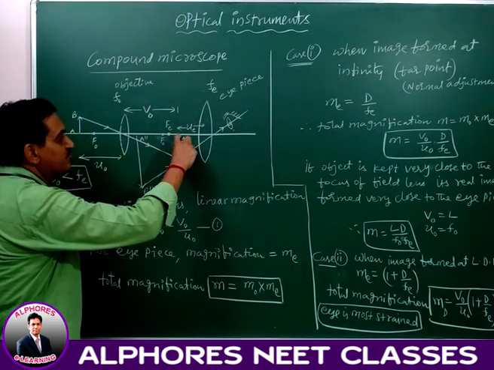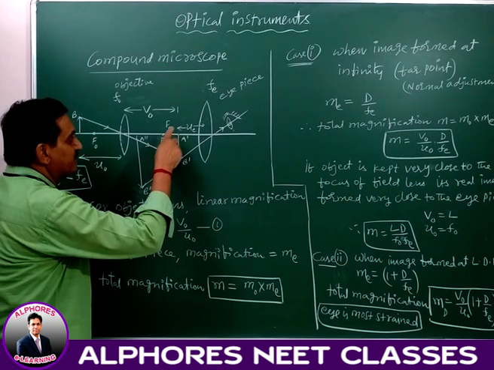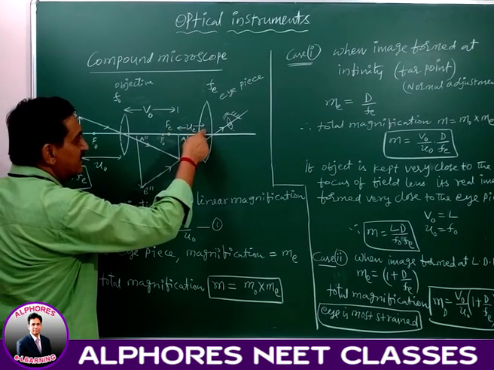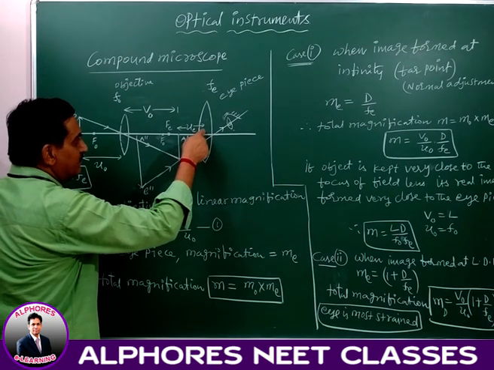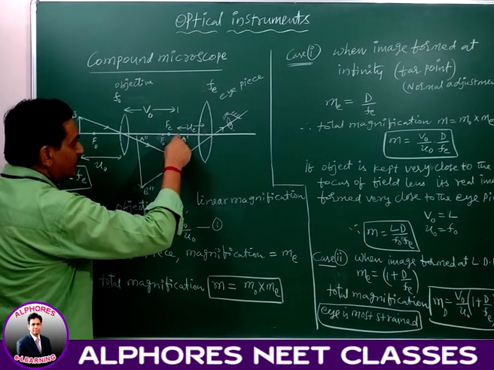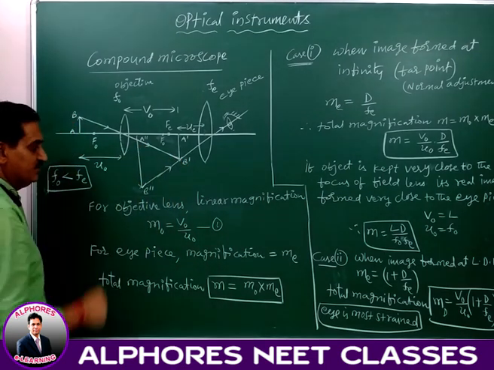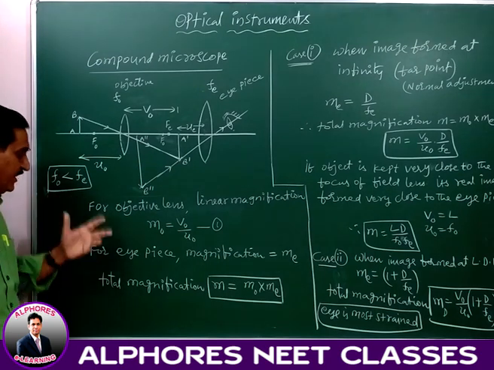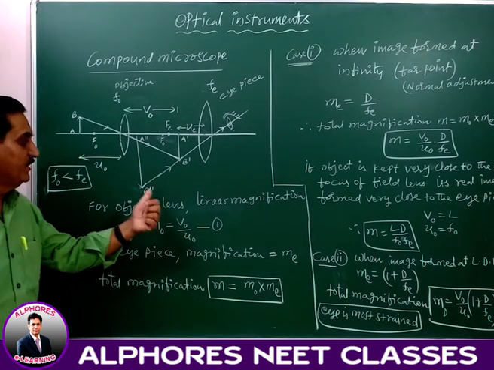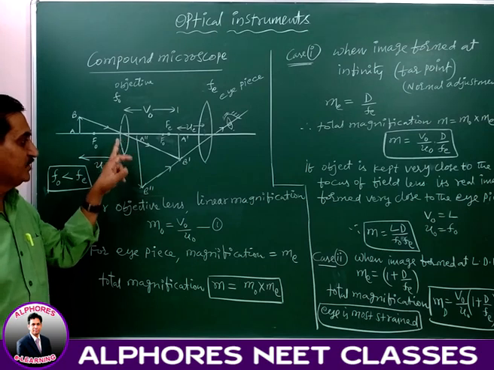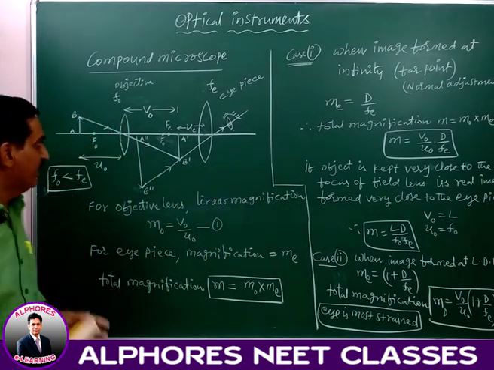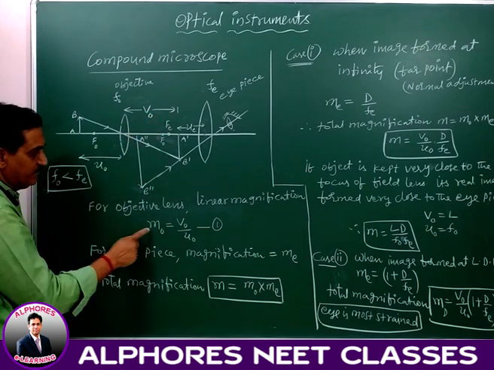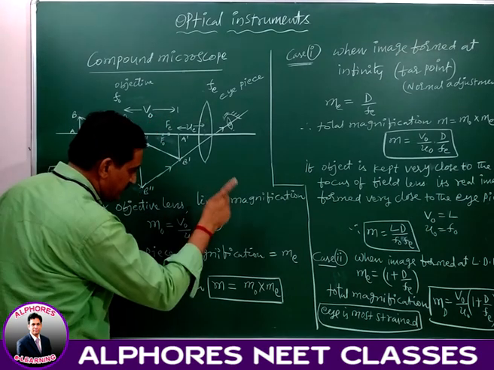Here this image formed by the objective lens is kept within the focus point of the eyepiece, then it serves as a simple microscope. Therefore its corresponding virtual image is formed over here. That final virtual image is A double dash B double dash. Okay. Now, for the objective lens, this is the linear magnification formula. The object distance is u naught, the image distance is v naught. Therefore its magnification m naught is equal to v naught by u naught.